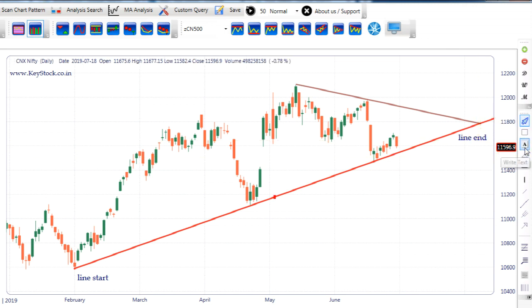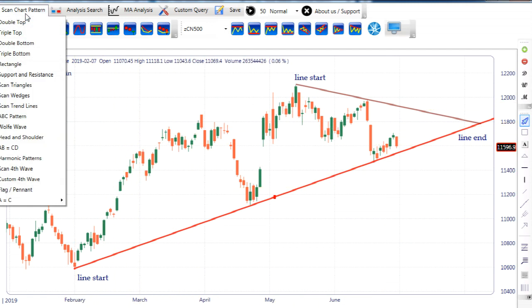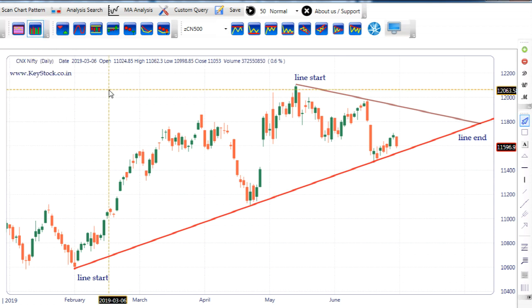Now the other trend line: as you can see, the line start is above the line end, or say the line end is below the line start, so it is a downward sloping trend line. These slopes can be further divided into three parts, and the slope of the trend line is the most important aspect of understanding trend lines.